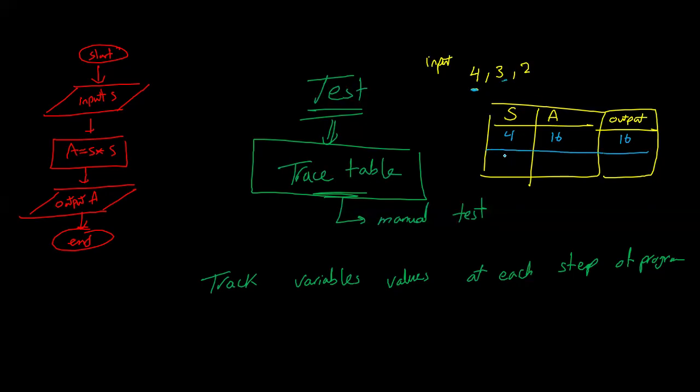The second value is 3. So you will input S, which is 3. A equals S times S, so A equals 9. And output A, so you will output 9, and so on. This way we call a trace table. You will track the variable values at each step of the program. After the first step, you will check input S. So S is 4, you will add it in your table. You will calculate at each step the value of variables and add it to the table. So this is a way of testing which we call a trace table.